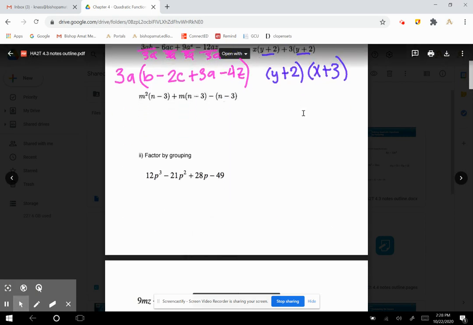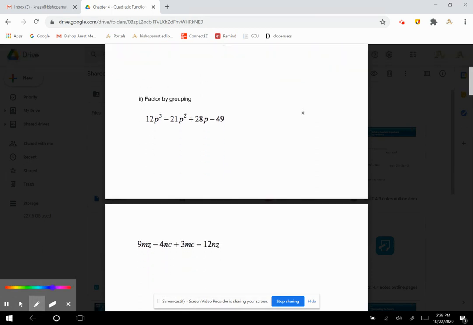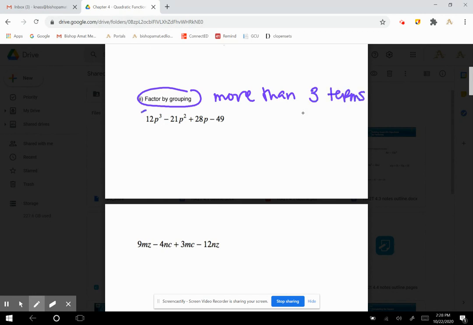The next step, after you pull out a common number, common variable, if you have more than 3 terms, you're going to factor by grouping. So this is more than 3 terms. Factor by grouping says you're going to split this into 2 groups, and you're going to go back and factor out common number, common variable.